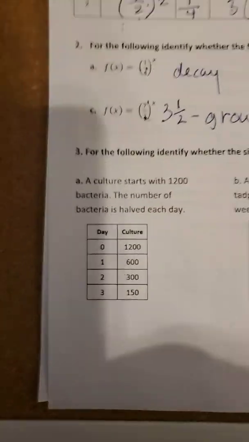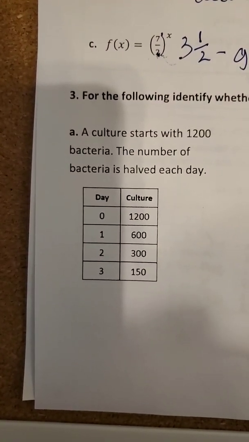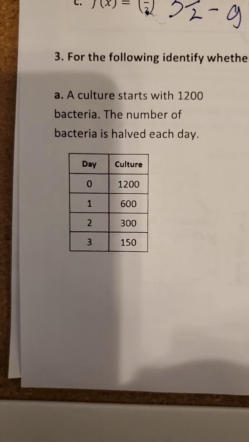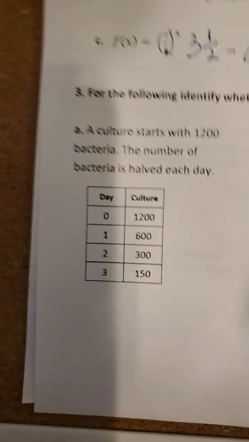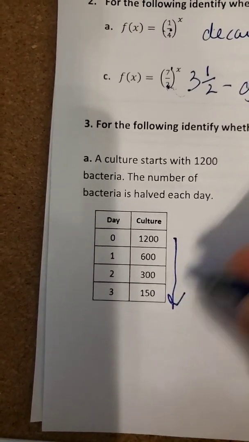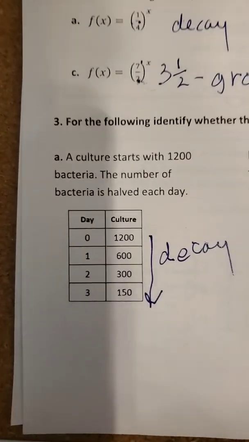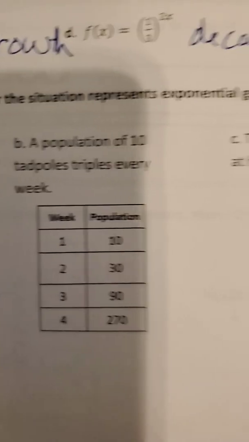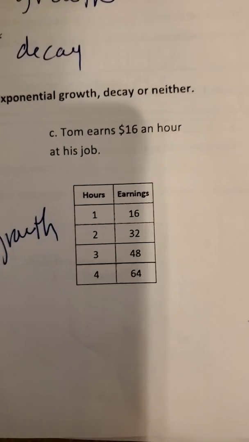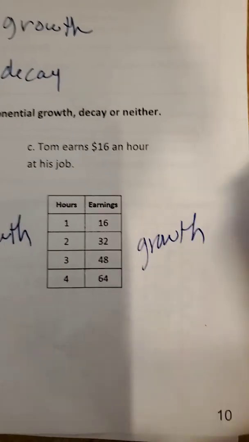All right, let's look at number 3. For the following, identify whether the situation represents growth or decay or neither. This is fairly simple. Are the numbers getting smaller or bigger? This is our start. You can see they're getting smaller as they go, so this is decay. On this one, they're getting larger, so we can say that is growth. On the last one here, they're getting larger, so it's growth.